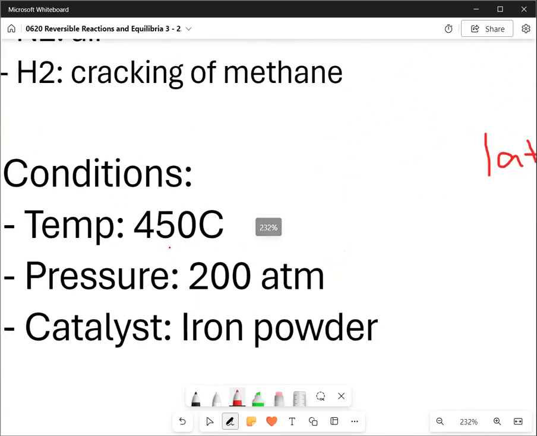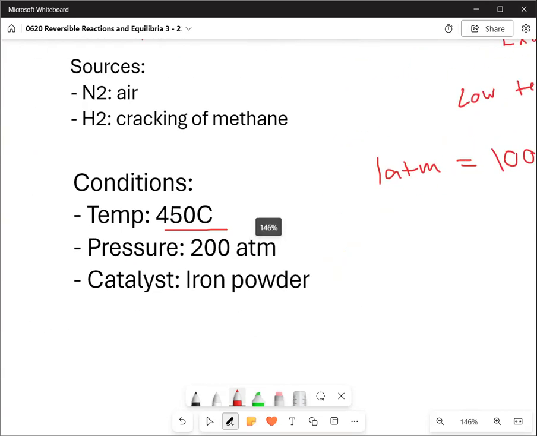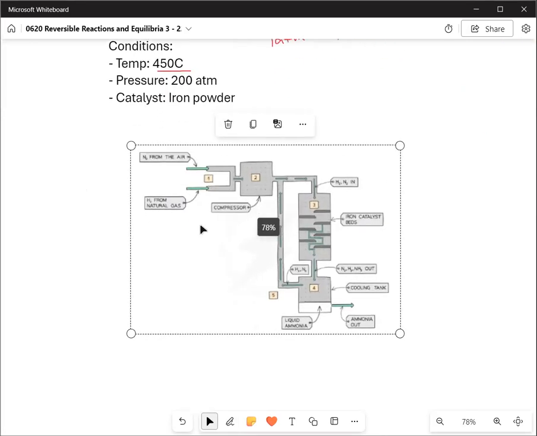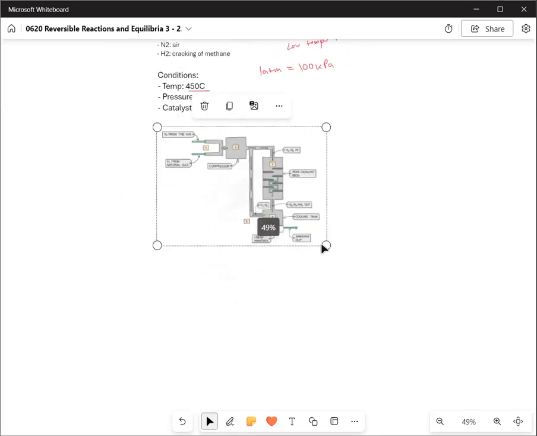Do you think 450 degrees Celsius is high or low? It's high. Very high, right? So what should I do then? Because the reaction is at a high temperature and I should be using a low temperature. Now, this is done because of certain reasons, and they will ask you this in the exam.